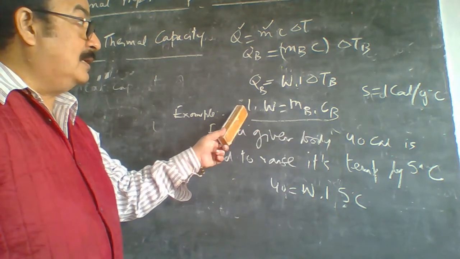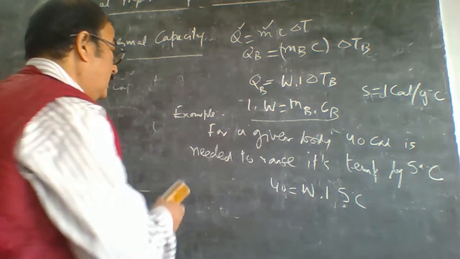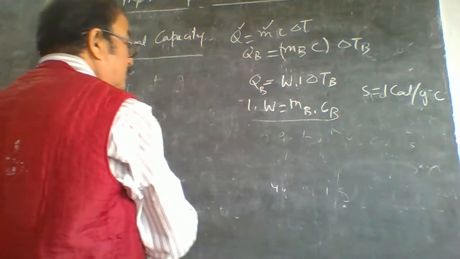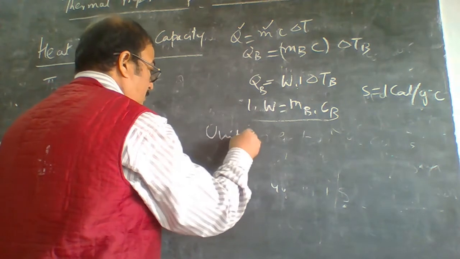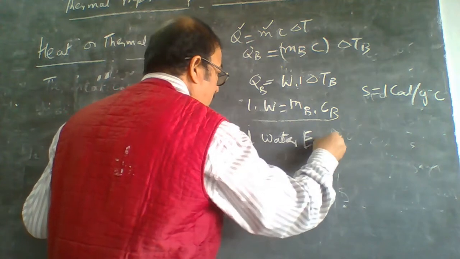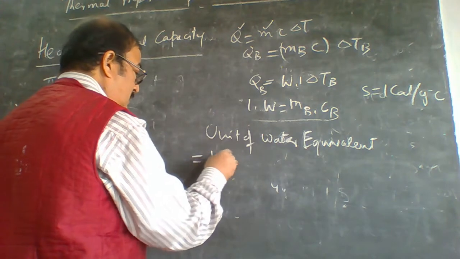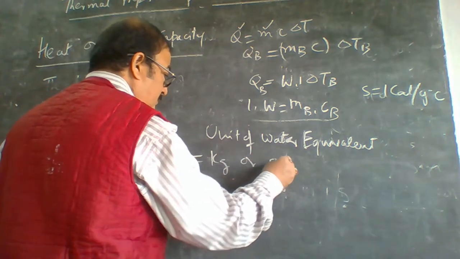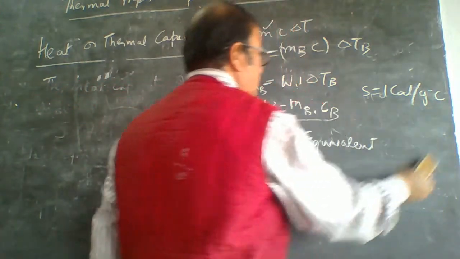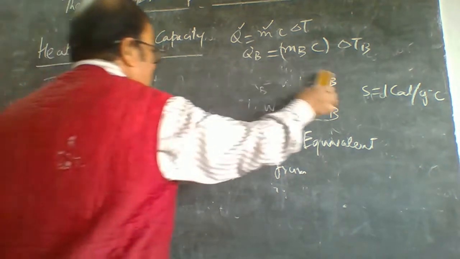But since it also has the same unit, C has nothing to do with it, and therefore its unit is only kg or gram. The unit of water equivalent is kg or gram. Okay. Now, after knowing this, we must know what calorimetry is. The next topic is calorimetry.